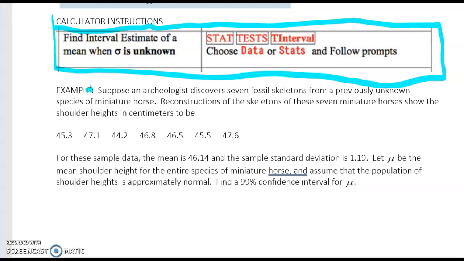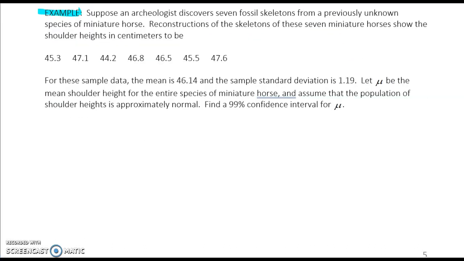So we're going to do the example you see here, and we're going to do it 3 times using 3 different methods. Example states, suppose an archaeologist discovers 7 fossil skeletons from a previously unknown species of miniature horse. Reconstructions of skeletons of these 7 miniature horses show the shoulder heights in centimeters to be 45.3, 47.1, 44.2, 46.8, 46.5, 45.5, and 47.6. For these sample data, the mean is 46.14 and the sample standard deviation is 1.19.